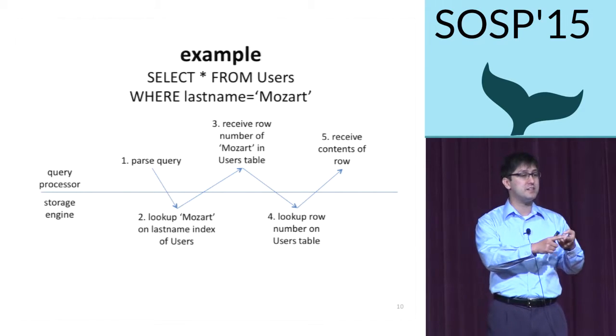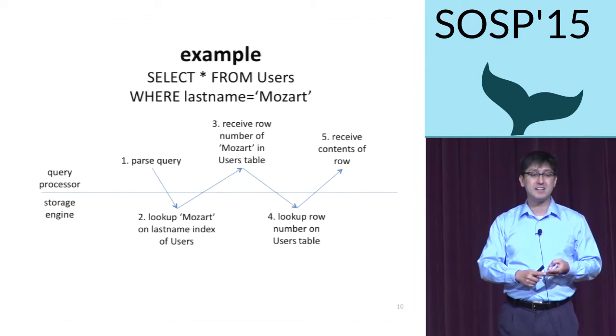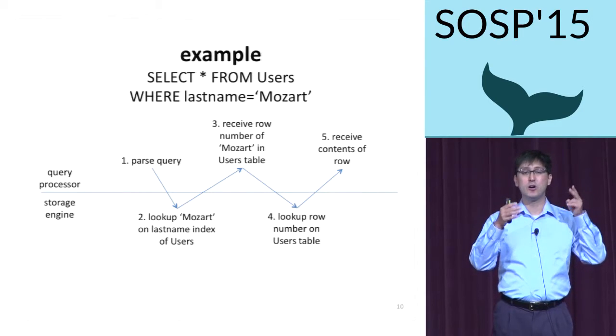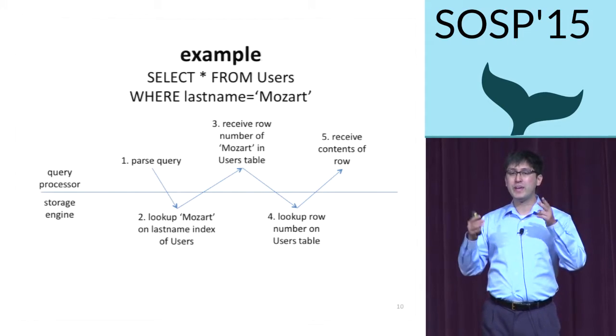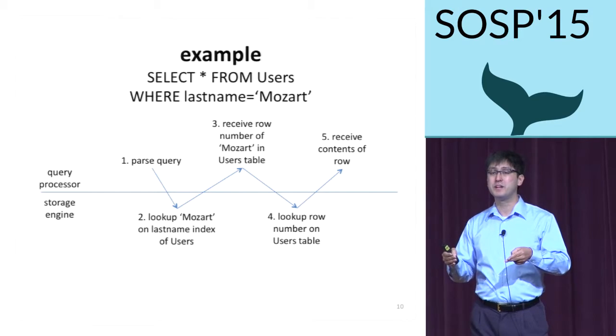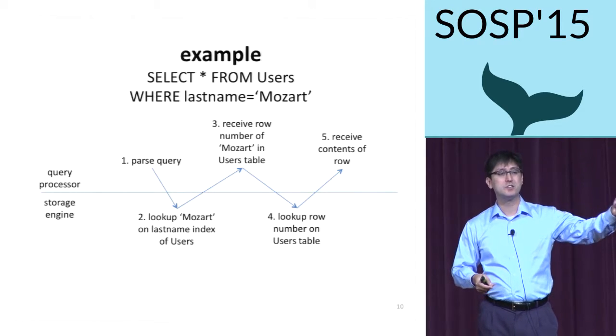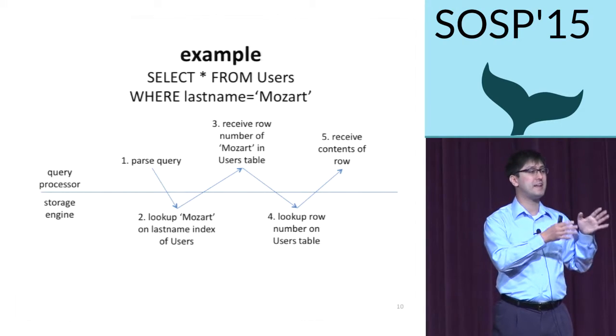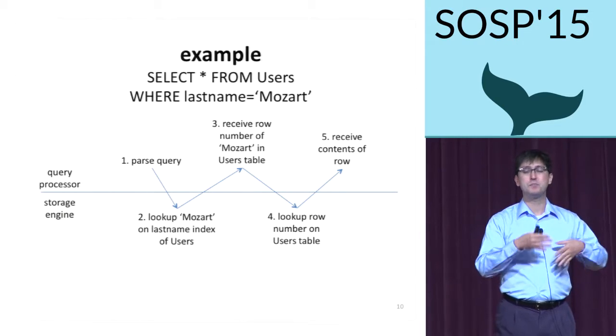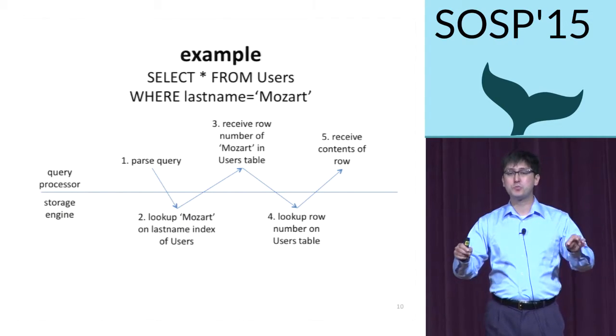First, the query processor receives the query, parses the query, and realizes that, yes, we'd like to select all the columns from the user's table. We have a secondary index on last name. Let's use it. It issues a request to the storage engine saying, please look up last name equals Mozart and tell me the primary key or the row ID that corresponds to Mozart.